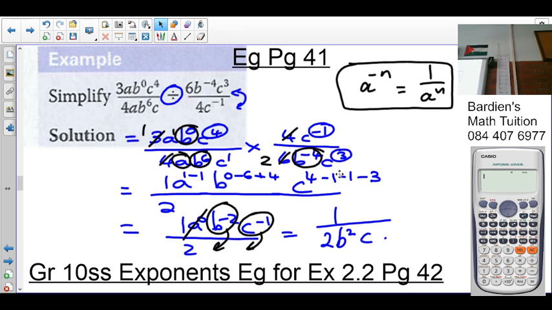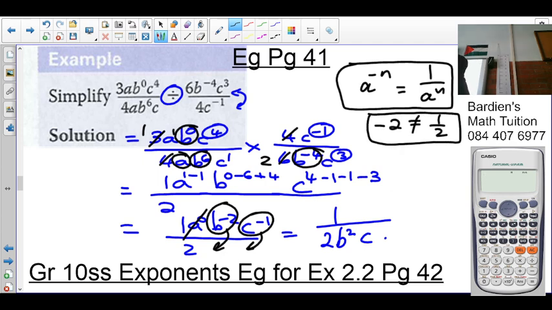But just remember, people often make this mistake. They say a to the minus 2 is now going to become 1 over 2. People, that's never the case. It's only when it's on the exponent that it becomes negative.